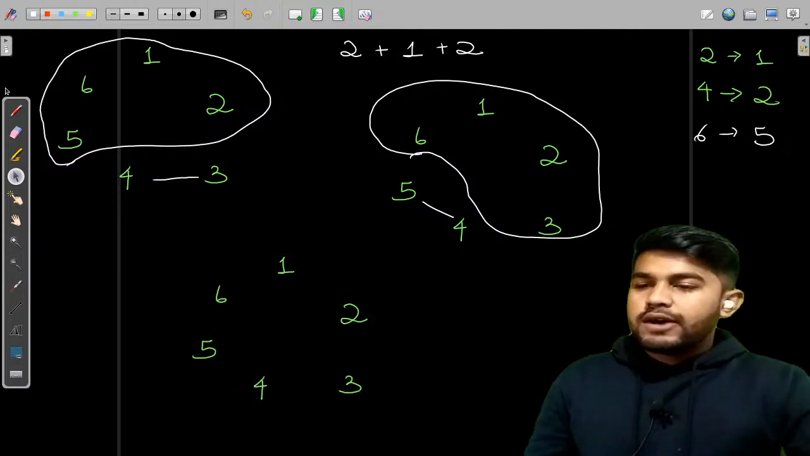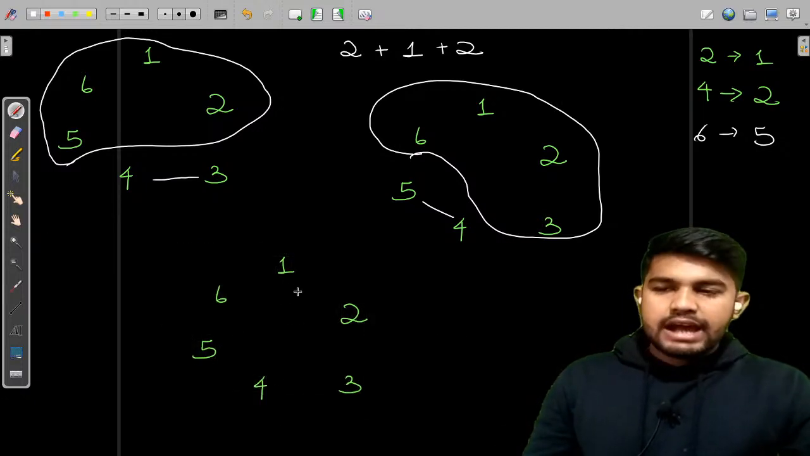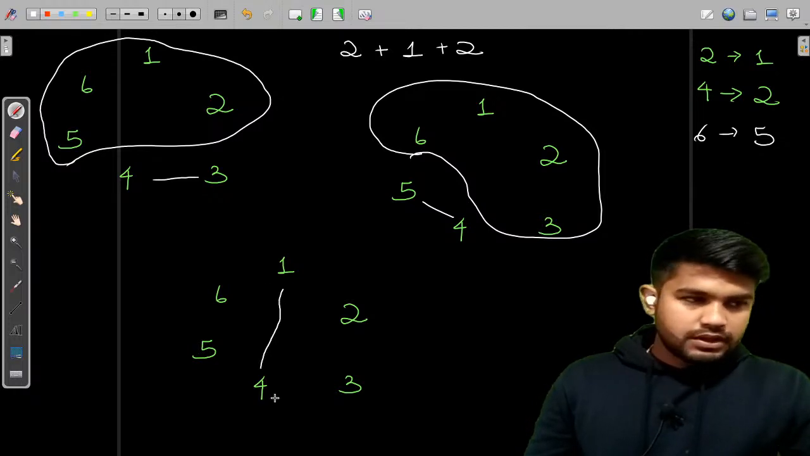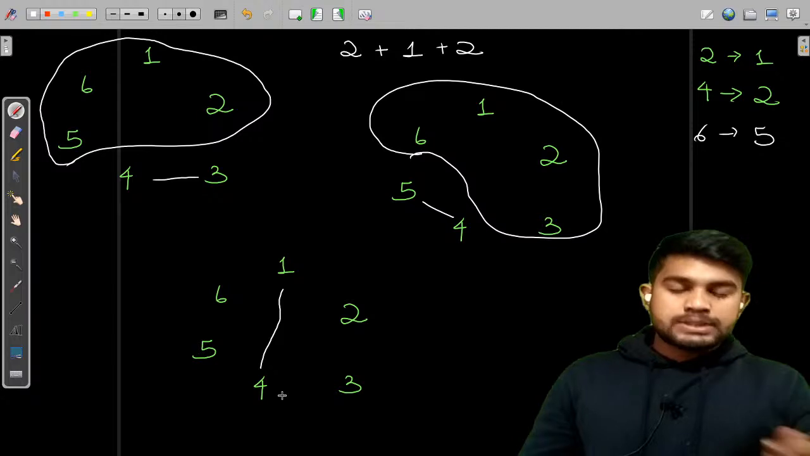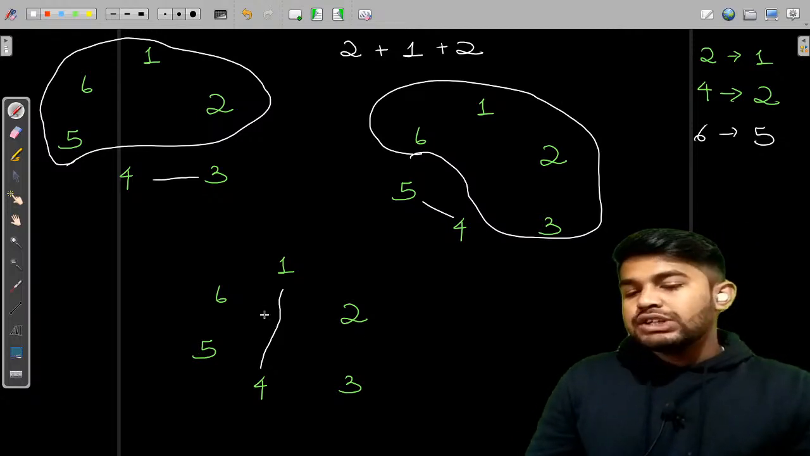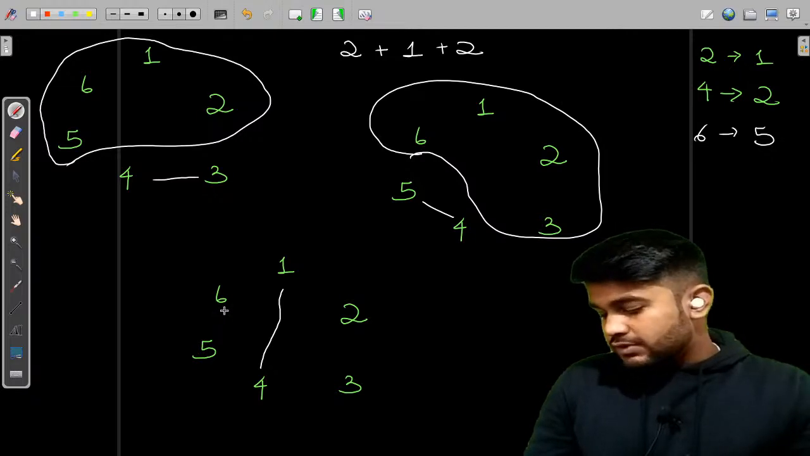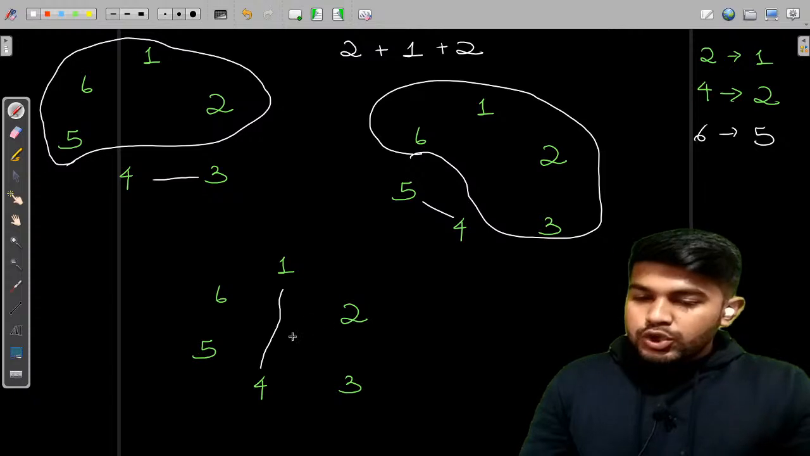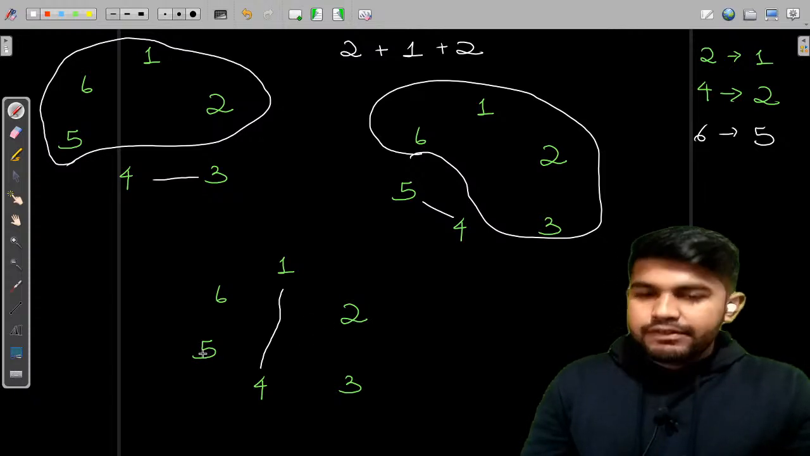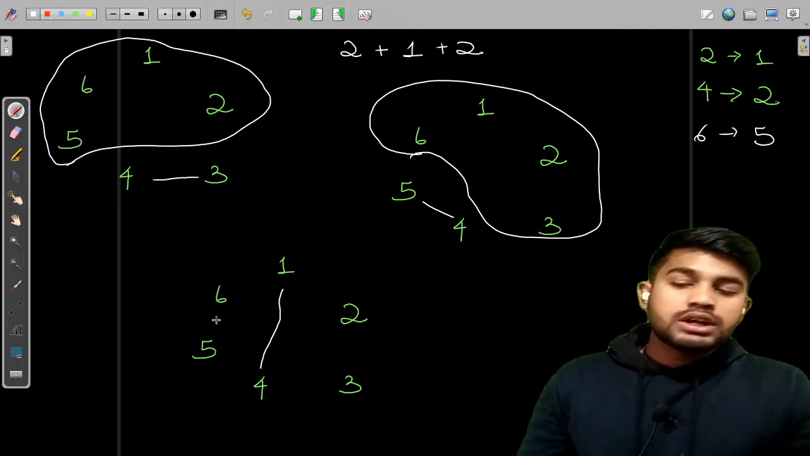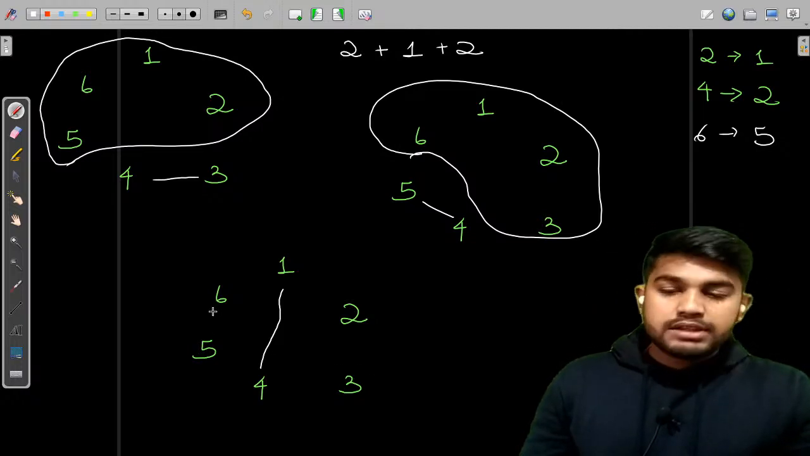Okay. Now suppose we have this, and 1 and 4 want to handshake. So now suppose 1 and 4 are doing a handshake with each other. Now 2 cannot handshake with 6. Why? This would form a cross. 2 cannot form a handshake with 5. Why? This would also form a cross. And then 3 can't do a handshake with 6. Why? This would form a cross.